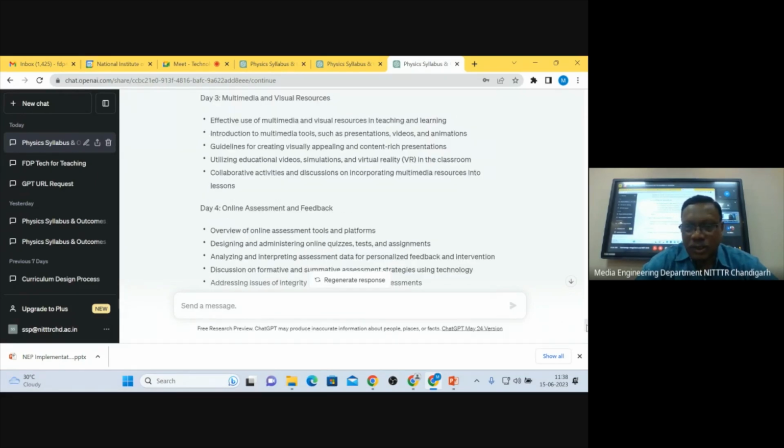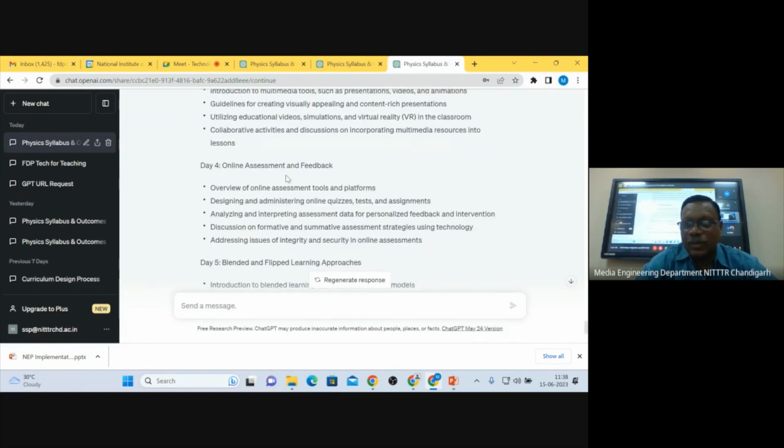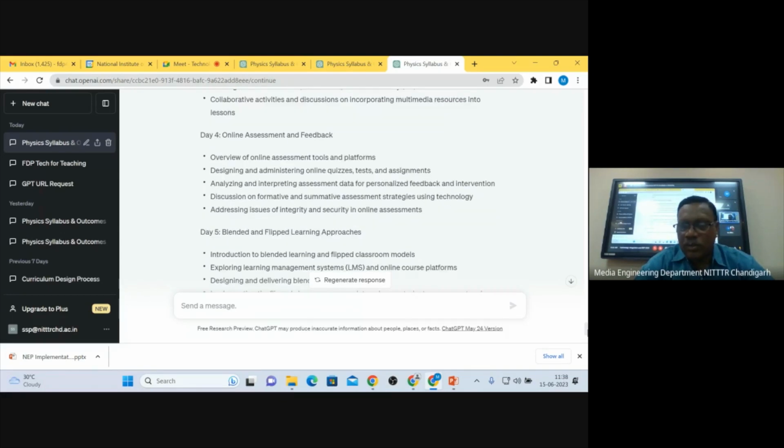Then the fourth day it is telling online assessment and feedback, which we have just now made you use, and feedback, and we also discussed the LMS system. Then we went for the blended situation, because online platform people didn't get a chance, but our physically present people, those who are here, could get this.